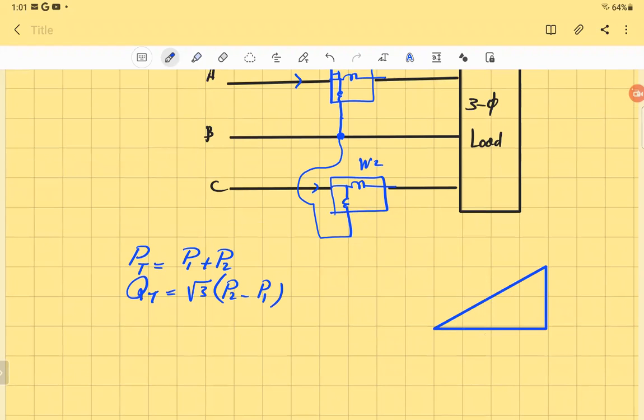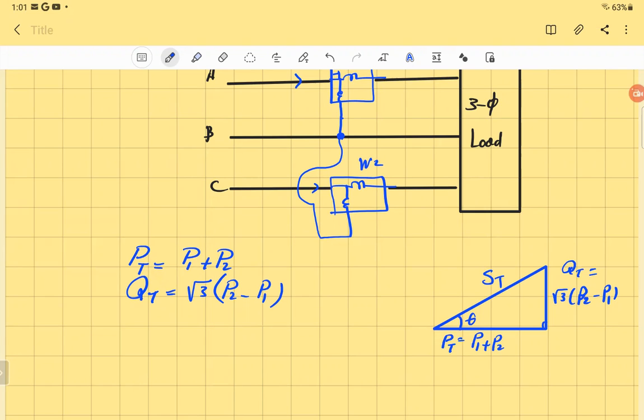So if I make a triangle, just to make it simple, that's the total power, P1 plus P2. And that's the Q, root 3 times P2 minus P1. And that will be the S total. And that will be the total power factor for the load. You make this triangle to make it easy. Observation, that's the Q. That's the P total. Q total, by reading P2 and P1.